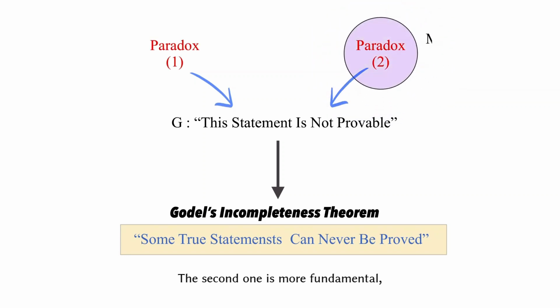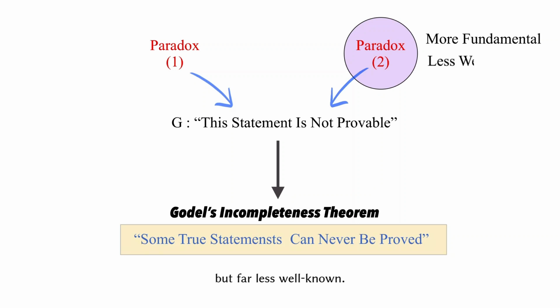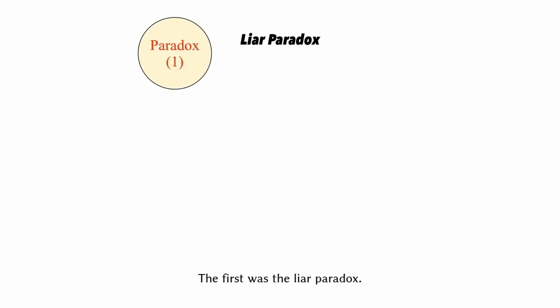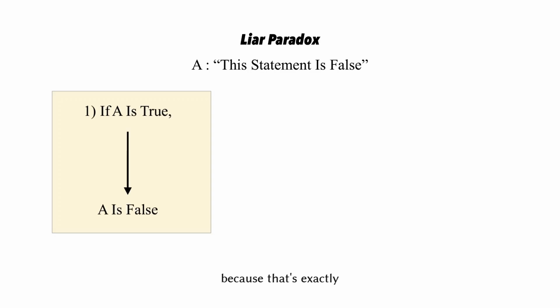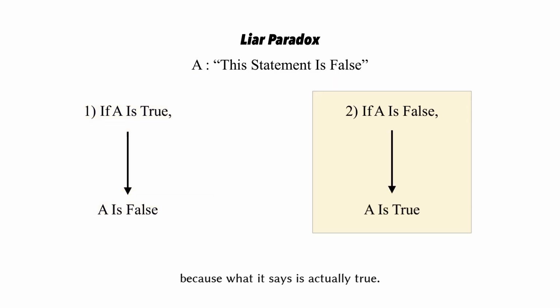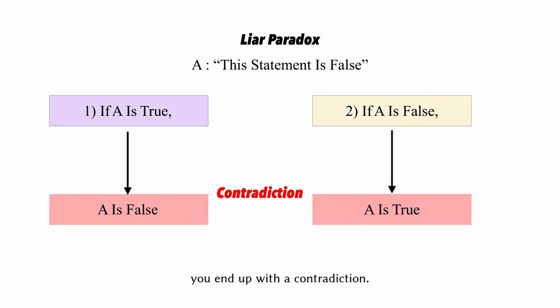The second one is more fundamental, but far less well-known. The first was the liar paradox. This statement is false. If it's true, then it is false, because that's exactly what the sentence says. If it's false, then it is true, because what it says is actually true. Either way, you end up with a contradiction.